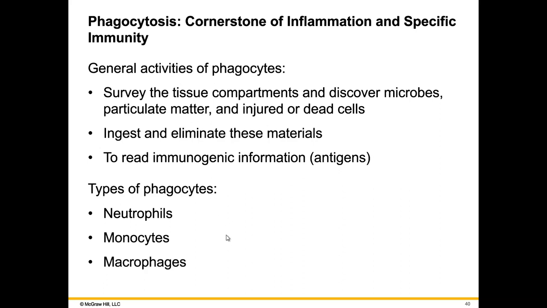There are three types of phagocytes. We have talked about two of them, monocytes and macrophages. The monocytes are basically macrophages that have not exited the bloodstream yet, and our neutrophils are a separate type and are the most common. So these are examples of phagocytes, cells that eat stuff.